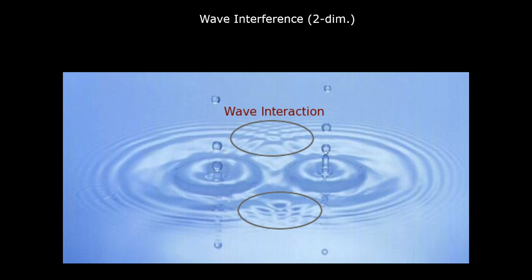Okay, so here we go. Here you can see you have two circular waves being produced by someone dropping drops of water at two different locations. And you see the nice circular waves, but look where you have this wave interaction region. What's going on there? It looks kind of complicated, doesn't it? Something's going on. That's the interaction where the waves are interfering.